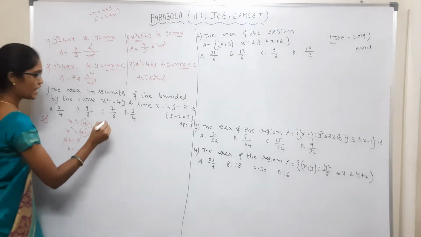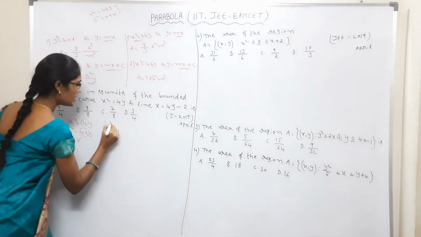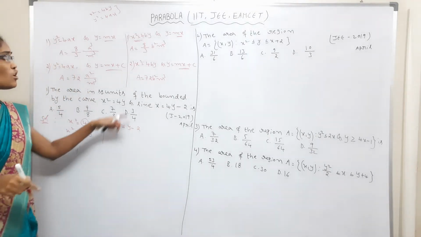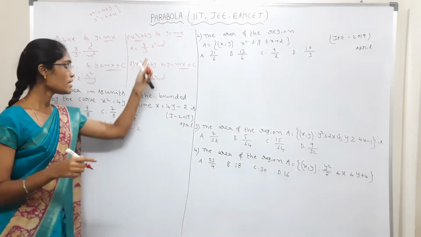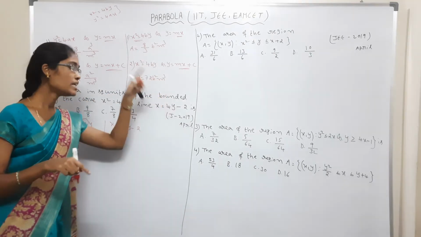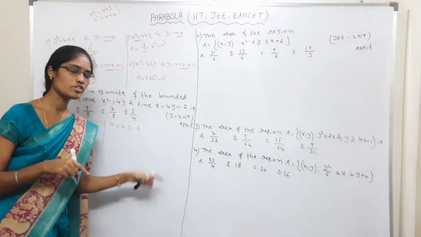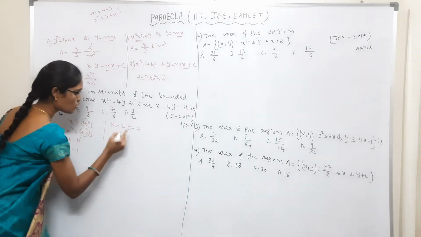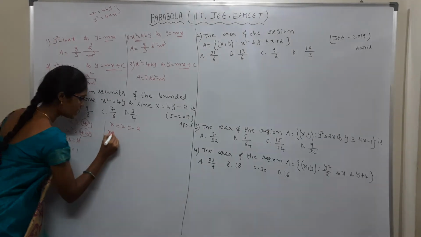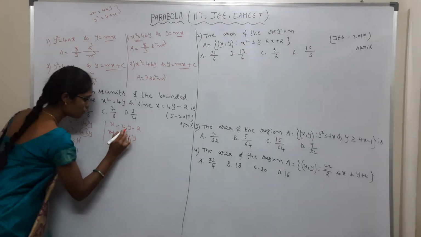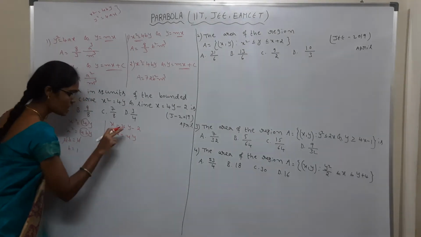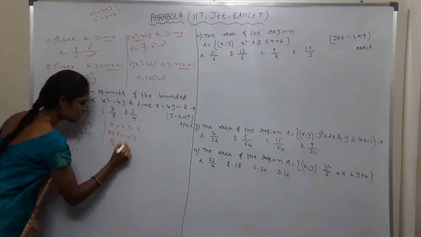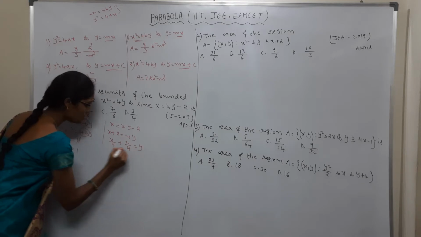Now see the line. What is the given line here? x is equal to 4y minus 2. But our line form is y is equal to mx or y is equal to mx plus c. But here x is equal to 4y minus 2. First you have to convert it into this form. So minus 2 sends to this side: x plus 2 is equal to 4y. Again 4 also goes to this side.